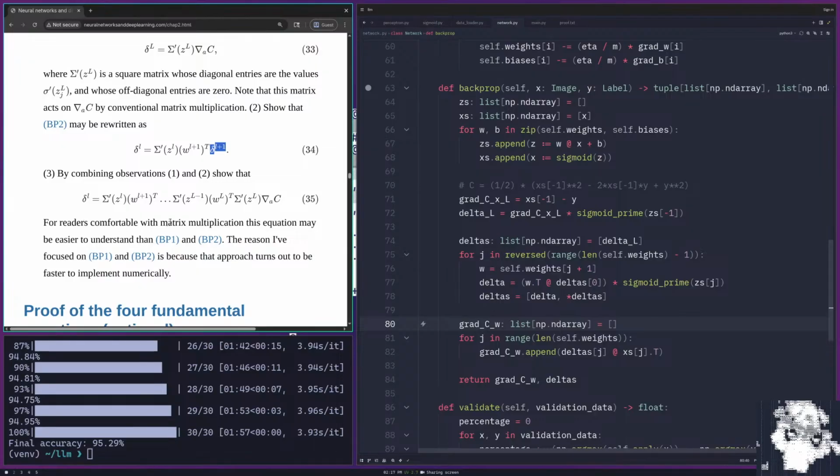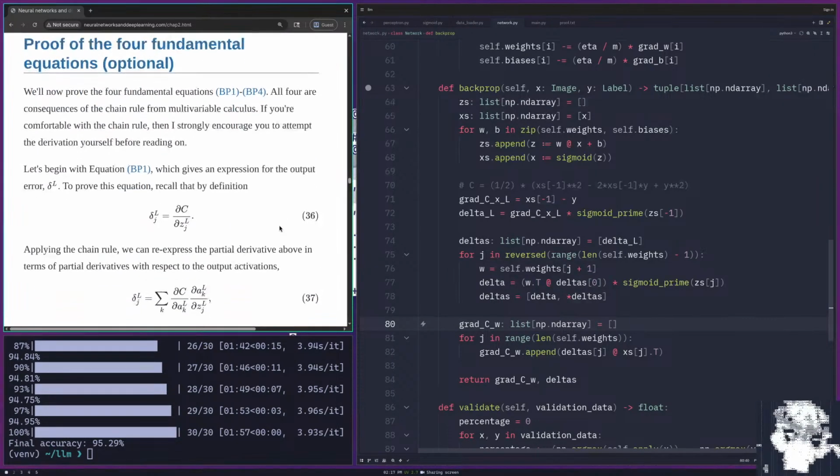For readers comfortable with matrix multiplication, this equation may be easier to understand than BP1 and BP2. The reason I focus on BP1 and BP2 is because this approach turns out to be faster to implement numerically. Yeah, because you're just multiplying two numbers together instead of multiplying a whole matrix row by a number.